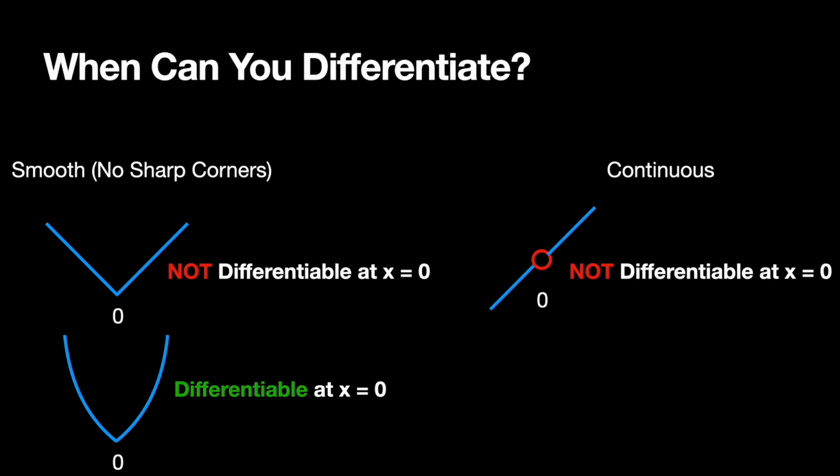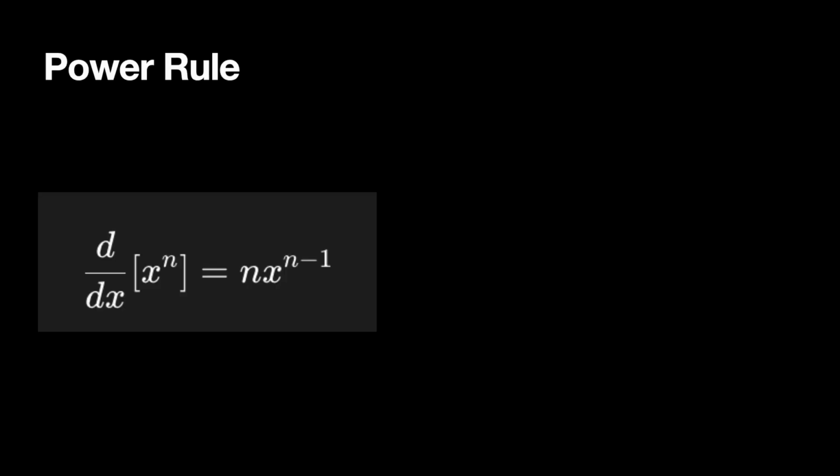Additionally, your function must be continuous at that x value, which I covered in my previous video. Since there's a hole and therefore it's not continuous, you cannot differentiate at x equals 0. But again, you can in this smooth parabola that was continuous.